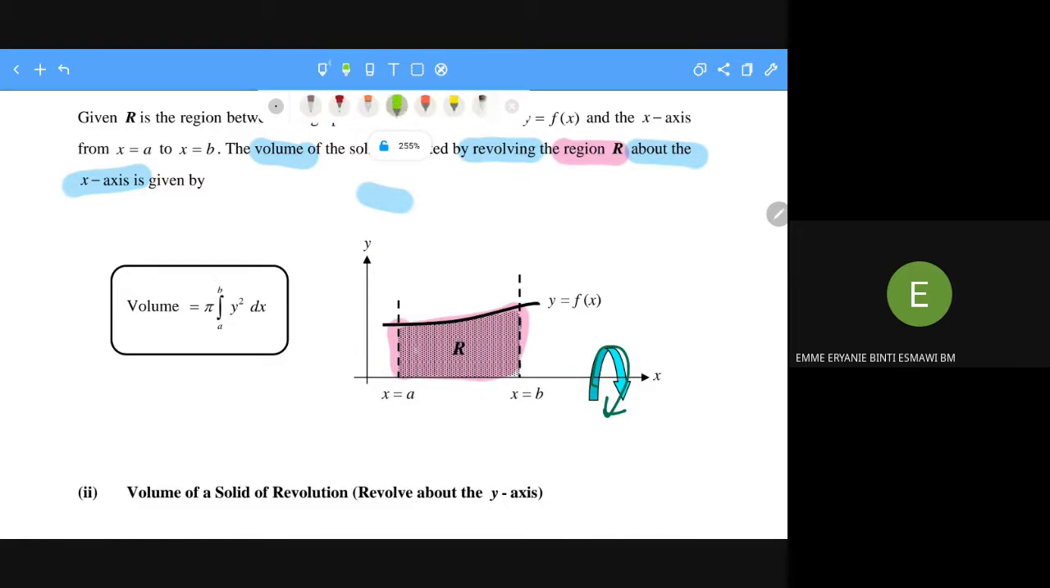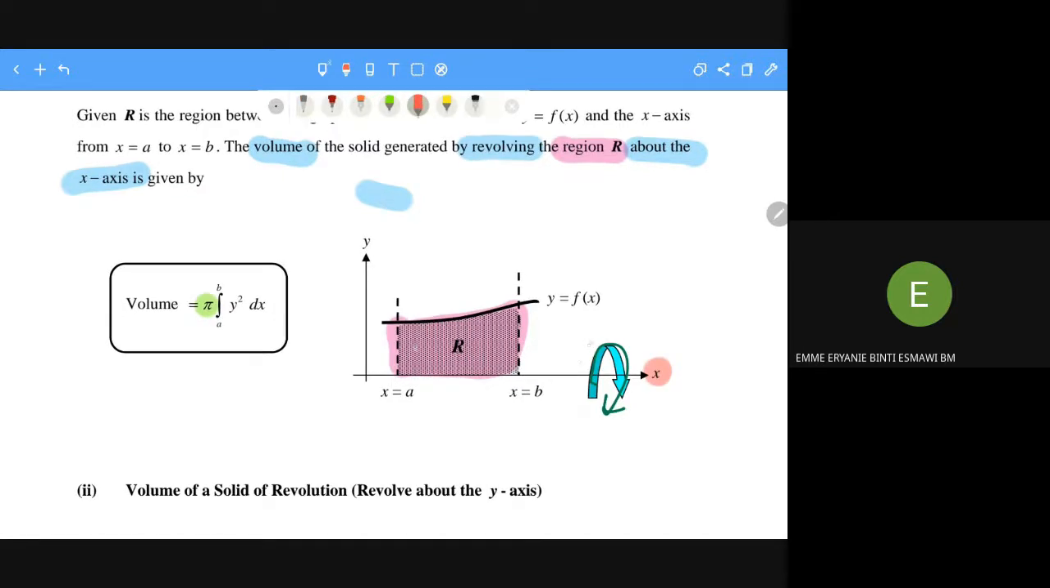Ini kena hafal lah. So formula dia mesti ada pi. Pelik kan? Why is there pi? So that's the formula. Dia mesti ada pi. Lepas tu, disebabkan we want to integrate with respect to x, sebab kita rotate dekat paksi x, untuk jadikan dia solid yang 3D dekat paksi x. So dia mesti dx. Bila dia dx maksudnya dia punya limit mestilah dekat paksi x juga. Macam sebelum ni lah.